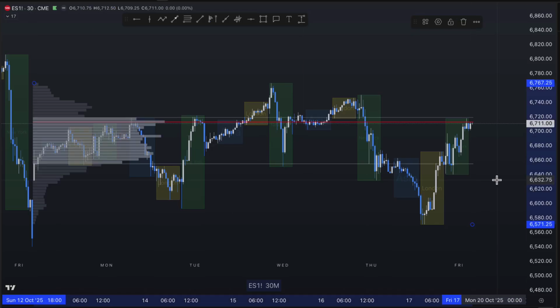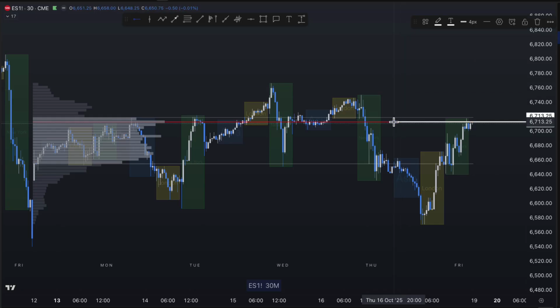And that's one of the things we're really good at in our group. So let's throw on a profile for the week. And boy, we basically finished at the week's POC, right next to the value area high. So if you want to mark some additional levels here on your chart, maybe you can mark this out and say this is the weekly POC.